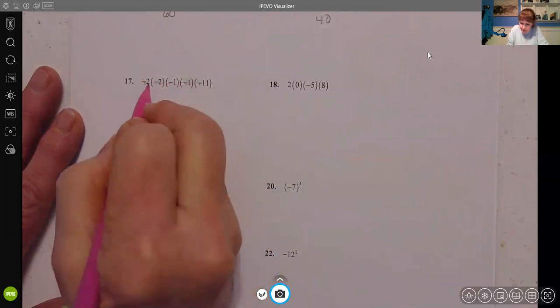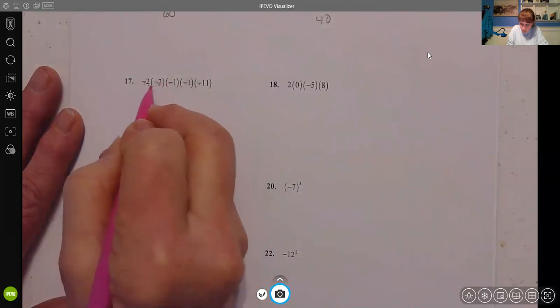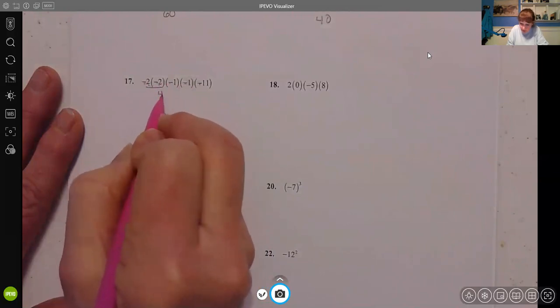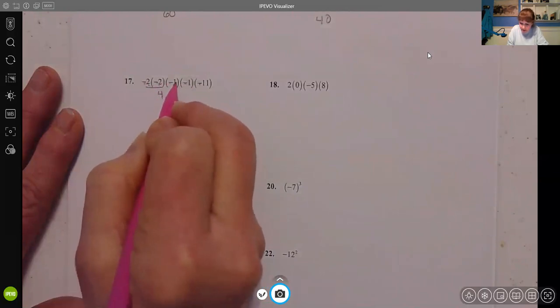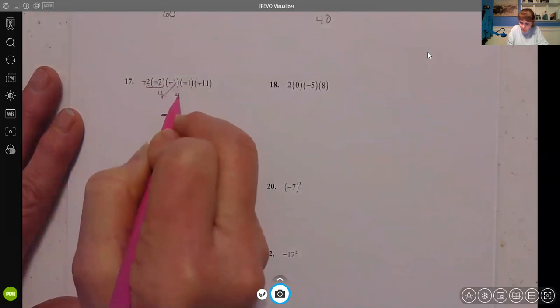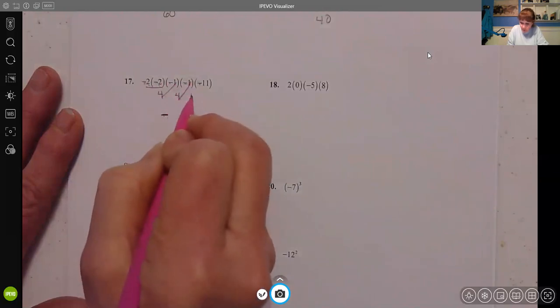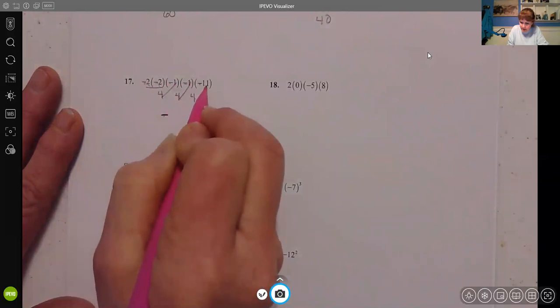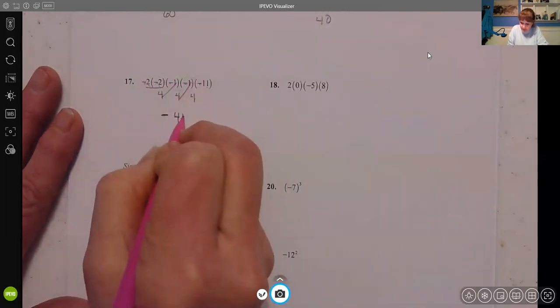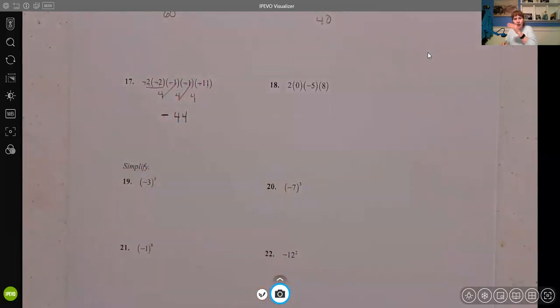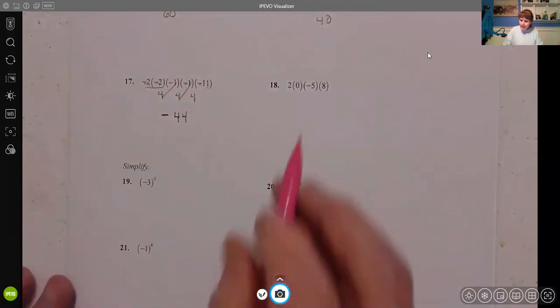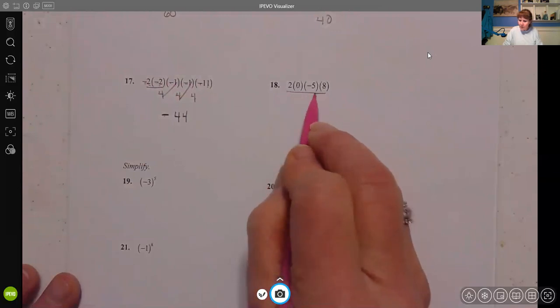So here we have 2 times 2 is 4. 4 times 1 is 4. 4 times 1 is 4. 4 times 11 is 44. So you just multiply along. Done. Doesn't matter what the sign's going to be.